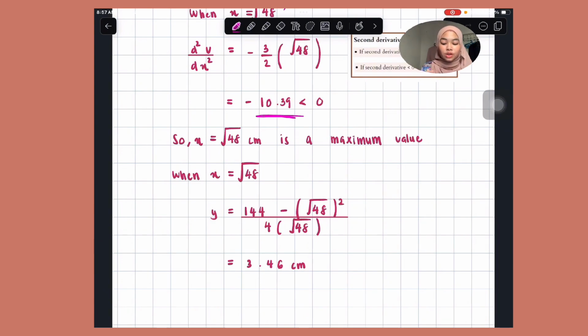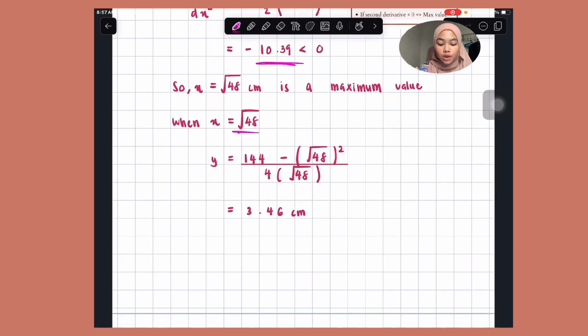So when it is a maximum value, the answer that we got, which is x equals square root of 48, we will substitute into the volume formula of cuboids. So it becomes y equals 144 minus square root of 48 to the power of 2, divided by 4 times square root of 48, and then the last answer will be 3.46 cm.